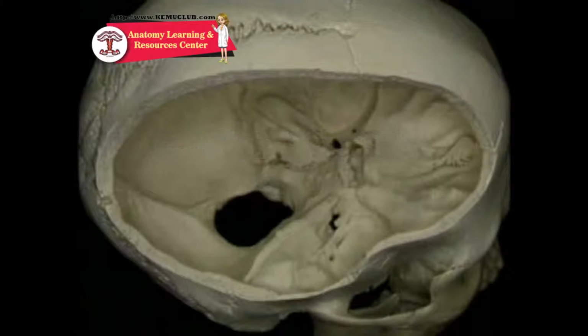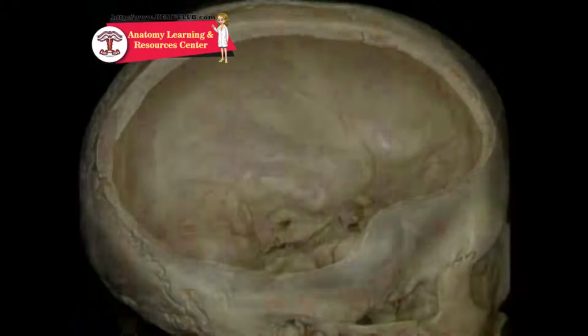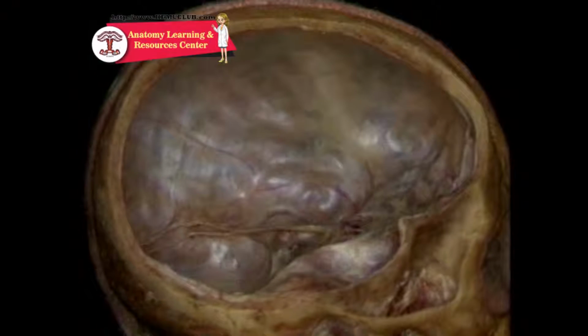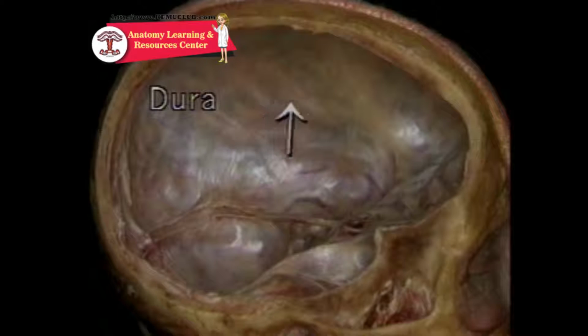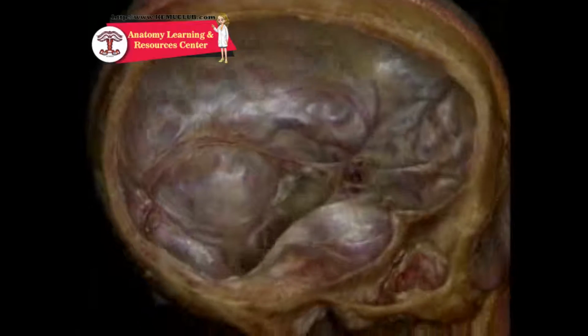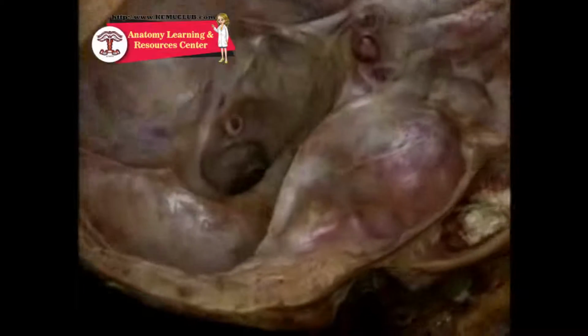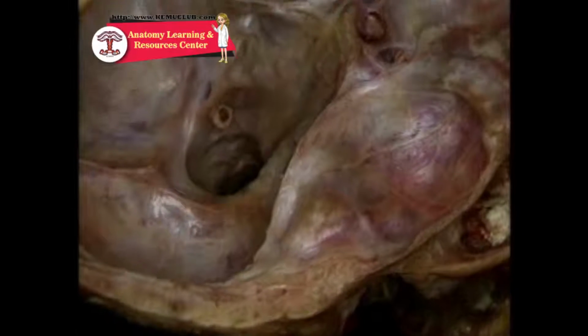Here's the foramen magnum. Now let's see how the cranial cavity looks in the living body. The cranial cavity is lined throughout by this layer of tough, shiny fibrous tissue, the dura. Below, the layer of dura passes through the foramen magnum, becoming continuous with the dura that lines the vertebral canal.